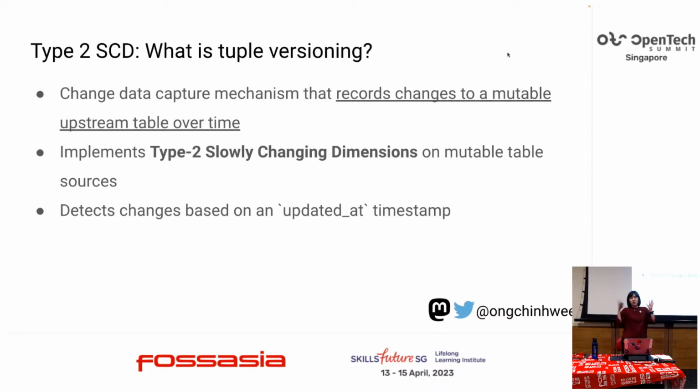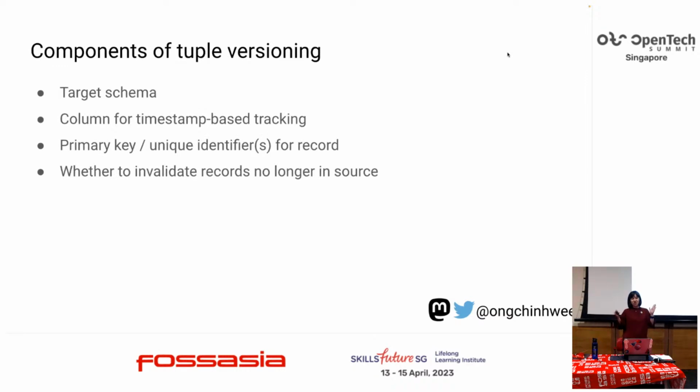So just now I mentioned tuple versioning. So what is tuple versioning? Tuple versioning is a change data capture mechanism that records changes to a mutable upstream table over time, and it implements your type 2 SCDs on mutable table sources. And typically, it will detect change based on some updated_at timestamp, but maybe the naming may change, but the rough idea is there.